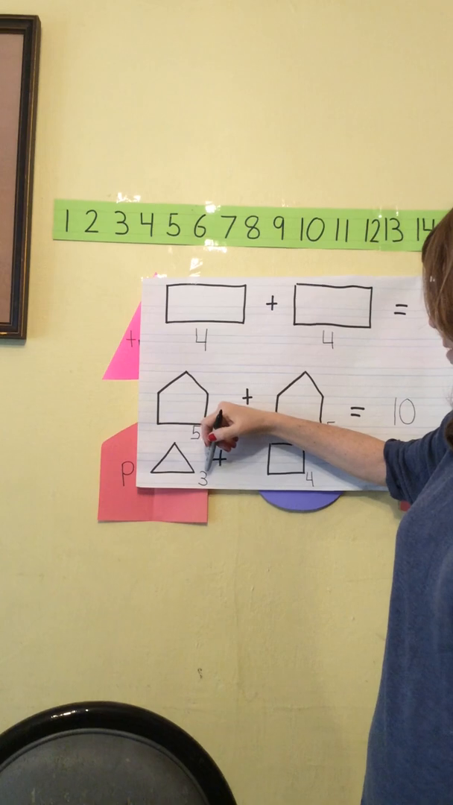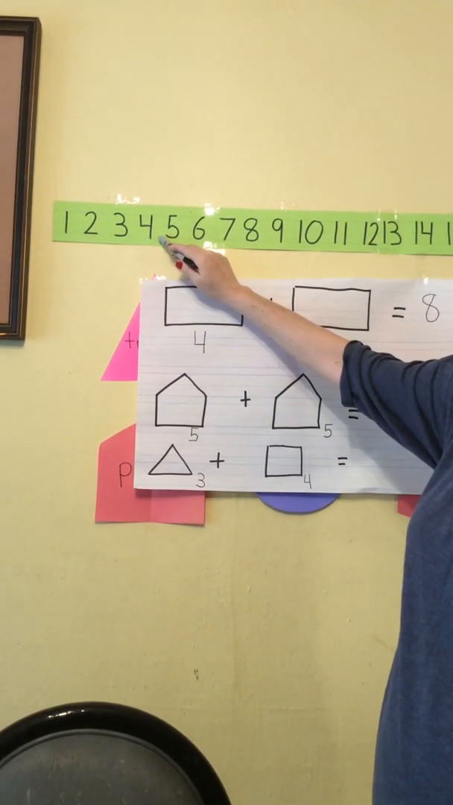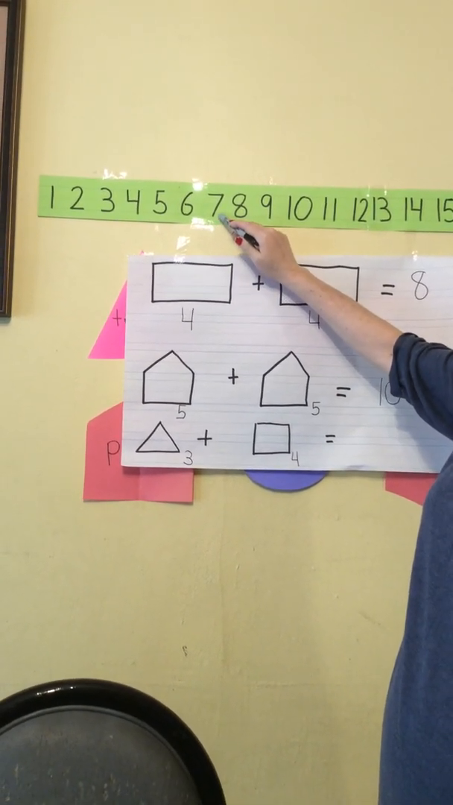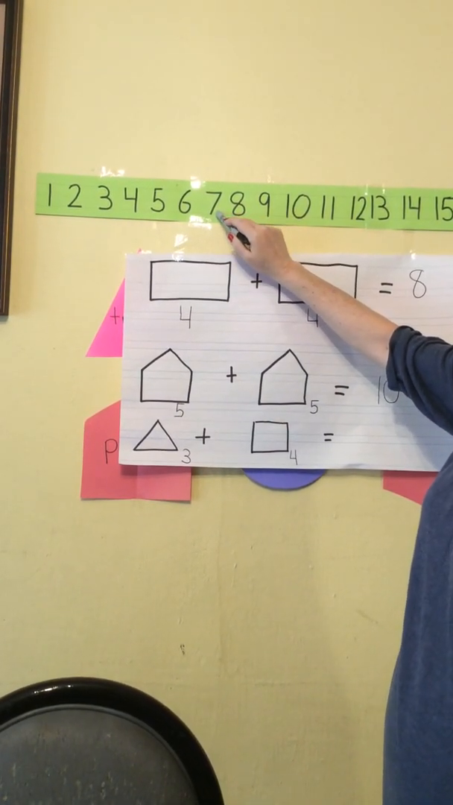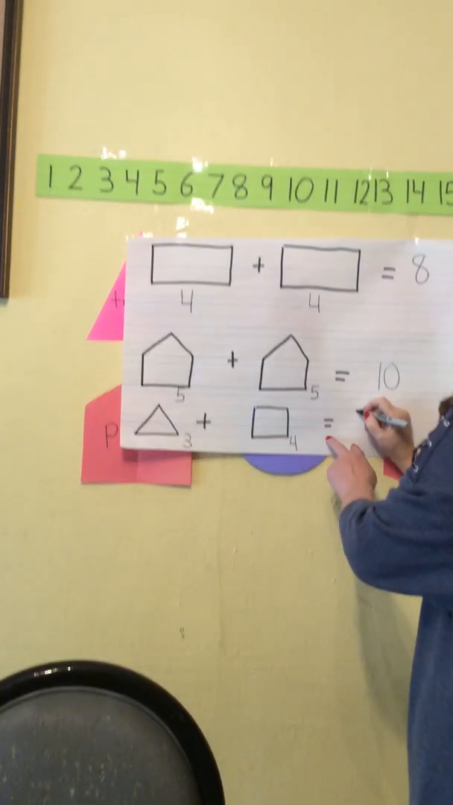We're starting with 3, and we're going to count 4 more. 1, 2, 3, 4. All together we have 7. We landed on 7.